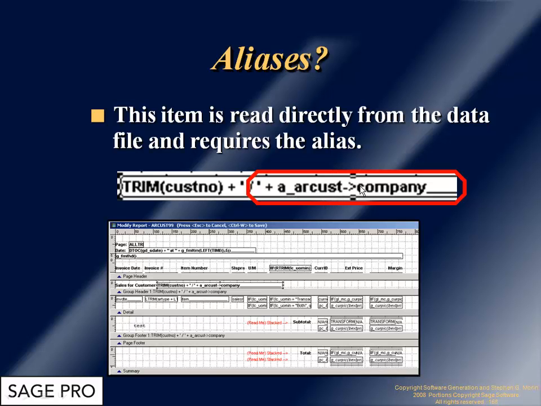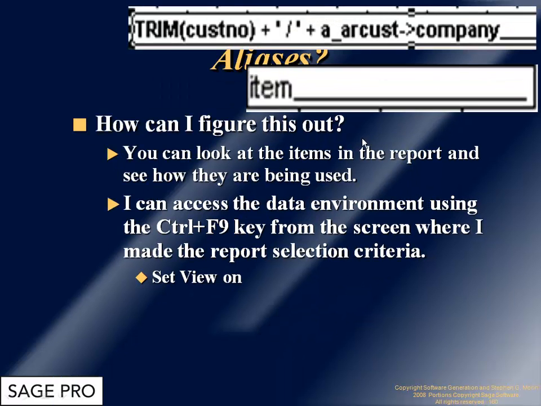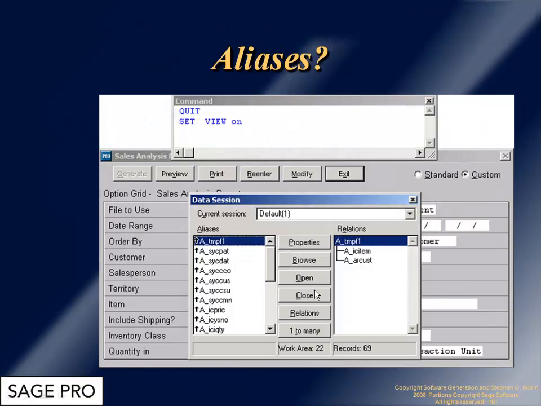Okay, here's how the aliases are normally created. AR customer alias is A_ARCust, AR tran alias A_ARTran, AR mast. This is a little trick. If it doesn't work in the report, you can try this trick. Okay, that's the thing I just did with the F9. So, a little thing with the F9 to go in and take a look. I'm kind of running way over time here.